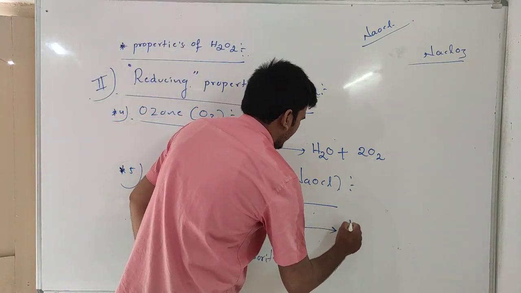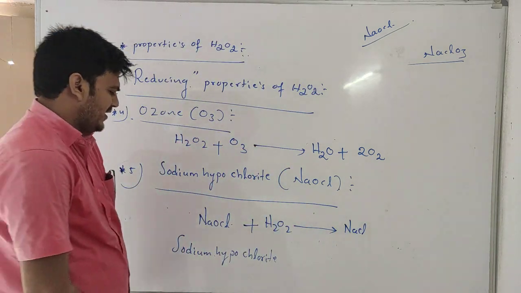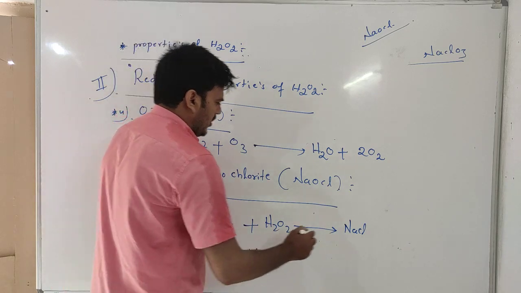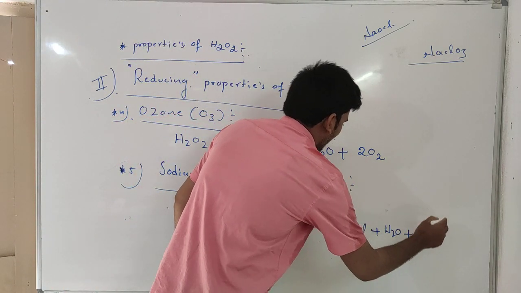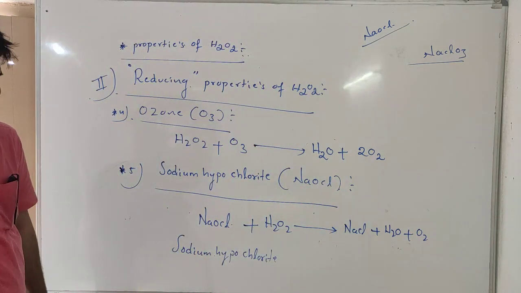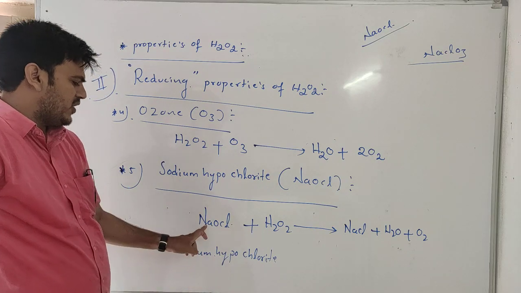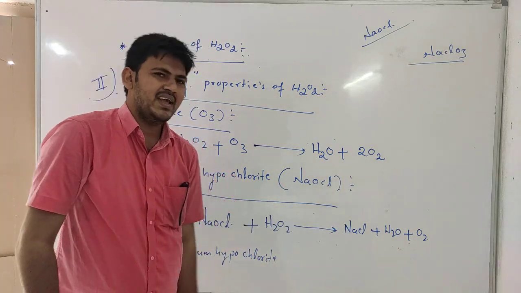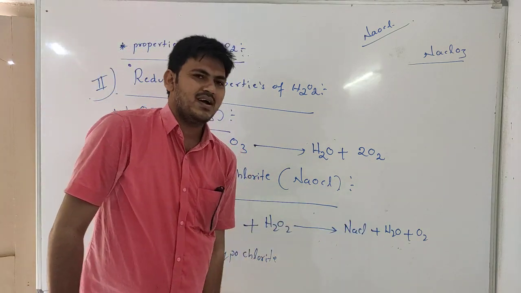So the main product is sodium chloride, formula NaCl. And the byproduct is very simple: H2O, a water molecule, plus oxygen gas. So NaOCl plus H2O2, hydrogen peroxide, gives NaCl plus H2O, water molecule, plus oxygen gas.